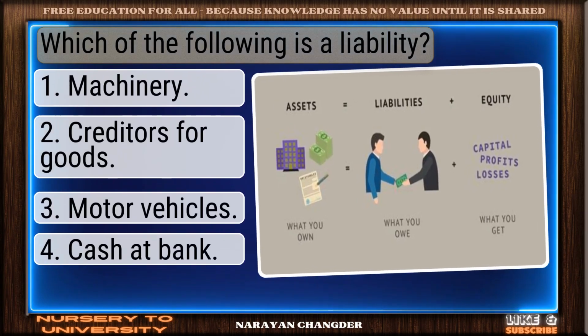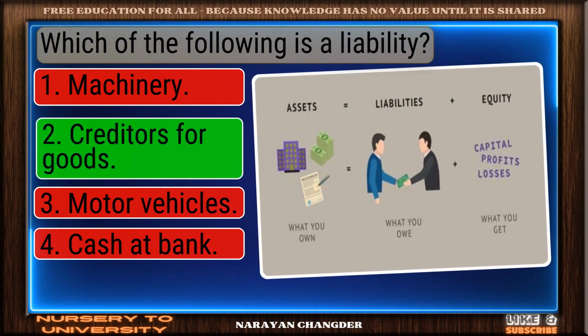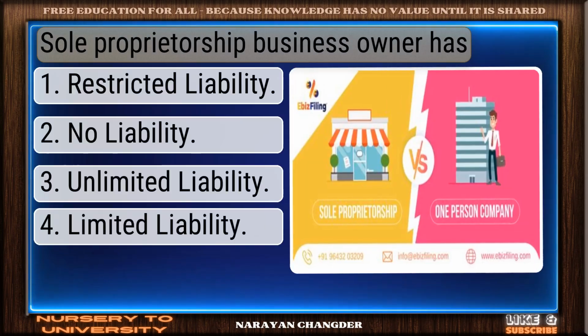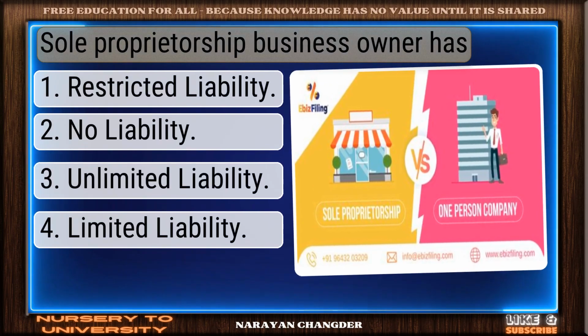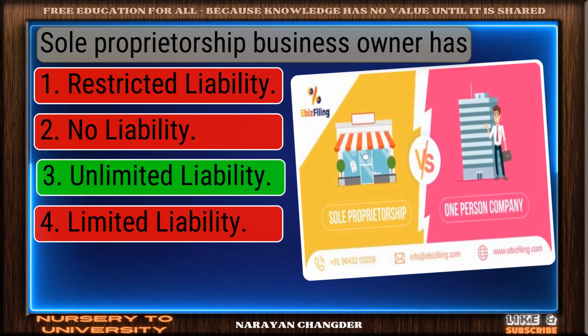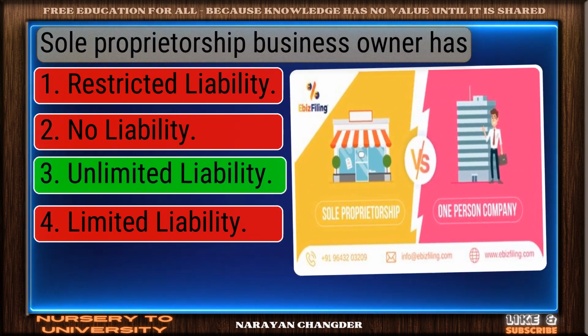Which of the following is a liability? Smart move. Creditors for goods is an accurate answer. Sole proprietorship business owner has? Smart pick. Unlimited liability is the correct choice.